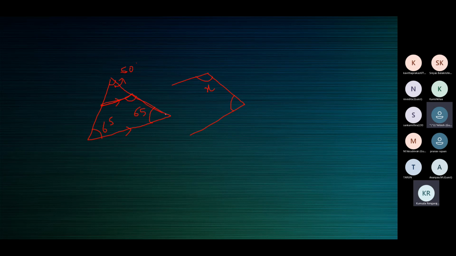Parallel line, transversal, parallel line. Co-interior angles are supplementary. 65 plus this angle is equal to 180. So the measure of this angle will be 115 degrees. This is an isosceles triangle. If this is 50 degrees, each of the base angles will be 65, because 180 minus 50 is 130, divided by 2, equal angles, 65, 65.